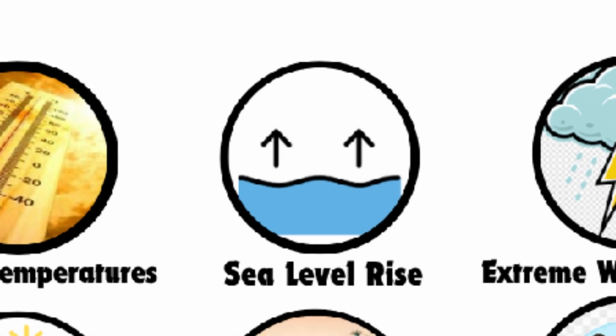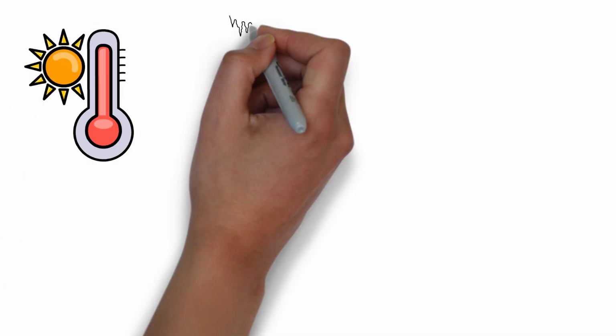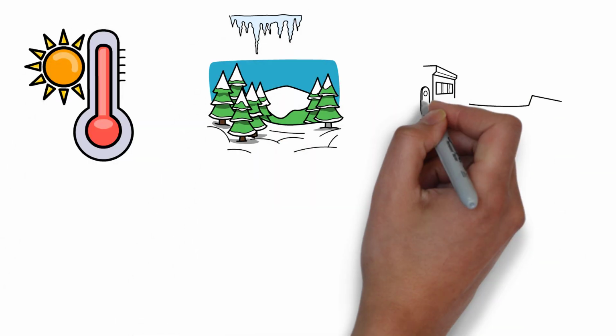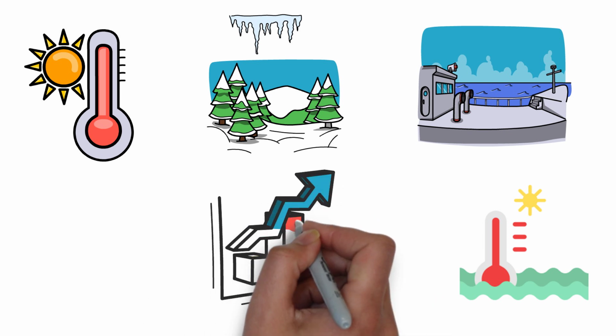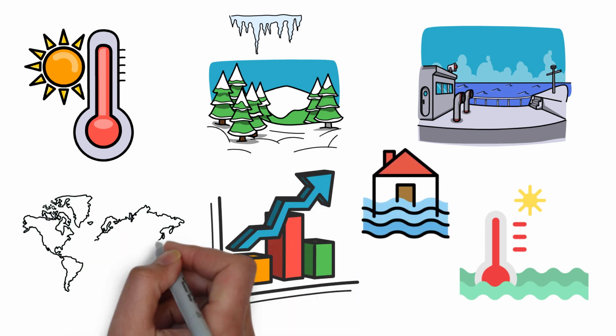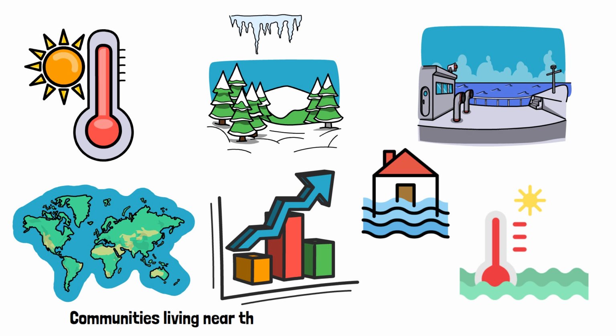2. Sea level rise. As temperatures rise, ice in glaciers and polar regions melts, adding more water to the oceans. Additionally, warmer water expands. This causes sea levels to rise, leading to flooding in coastal areas and islands. Communities living near the sea face higher risks of flooding and erosion.